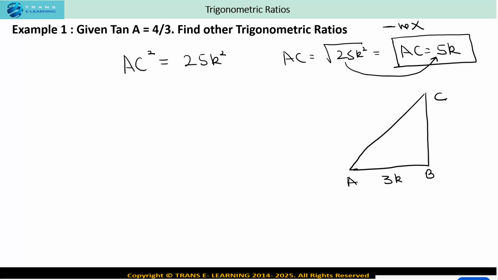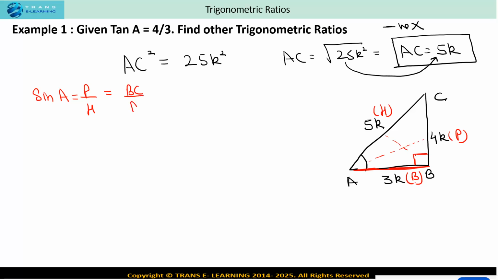So this is 3K, this is 4K, and this is 5K. I have to find all the five other trigonometric ratios. So first of all, what will be the sine A? That is perpendicular upon hypotenuse, right? In this case, let me first of all write it down. The side having this angle A and the 90-degree is your base. The side opposite to the A is your perpendicular, and the side opposite to 90-degree is your hypotenuse. So perpendicular upon hypotenuse, that is BC upon AC, that is 4K upon 5K.